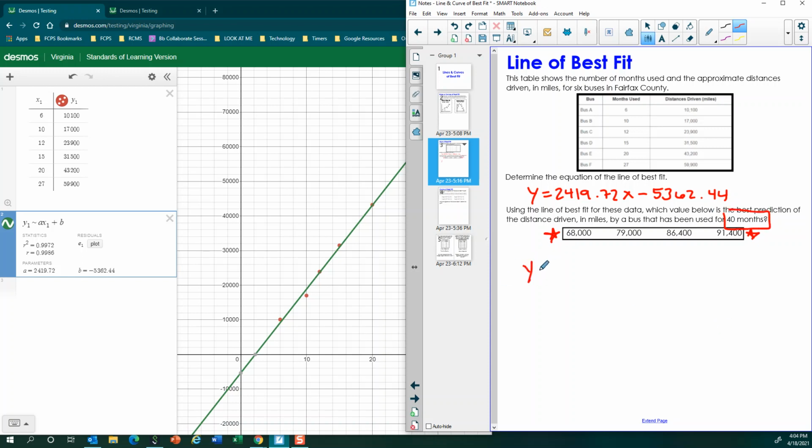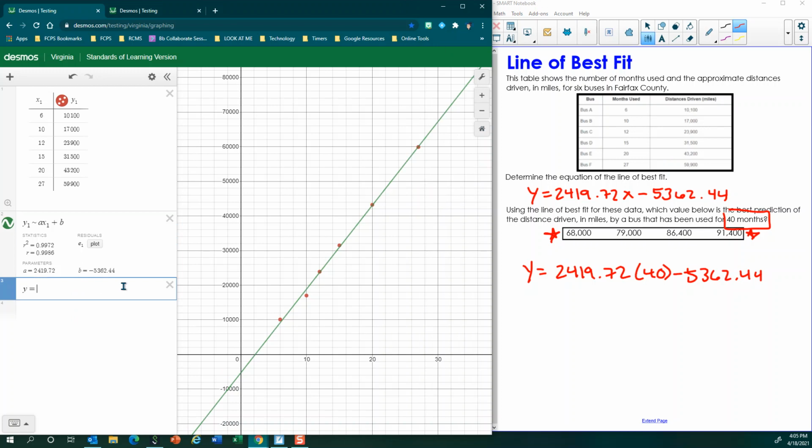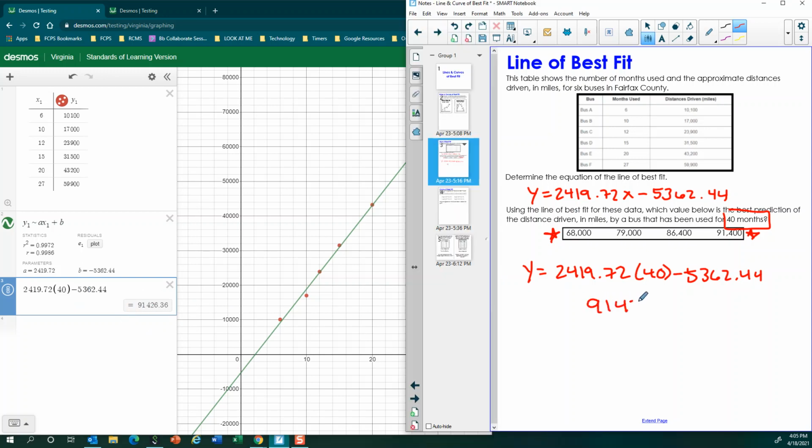So all we're going to do is substitute that into our equation. So we know that y is the distance driven and x is going to be that 40 months. So we're just going to substitute that in, and then we can calculate that value. And if we want to, we can just type that right in here to Desmos. So 2,419.72 times 40 minus 5,362.44, and actually I don't need that y equals there. And that will give me my estimate here of 91,426.36. So the best estimate there would be the 91,400 option.